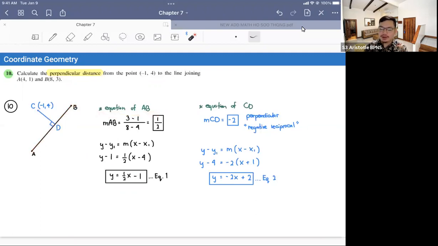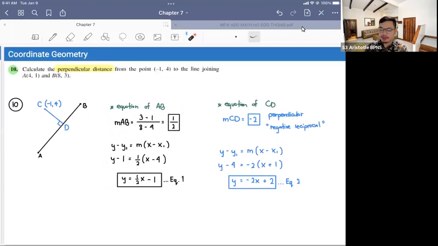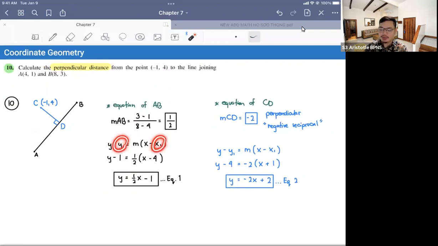So first, the equation of AB. We need to find the gradient of AB. That will give you 1/2, right? You know the formula, right? So the gradient of AB is 1/2. Substituting everything in this formula, you can just choose A or B. It's up to you. So m is 1/2. I'll zoom it a bit. And then x sub 1 and y sub 1 is negative... oh, sorry, 4 and 1. I took point A. Yeah, I went for the smaller numbers. All right, so simplifying this, y is equal to 1/2 x minus 1. So this is your first equation.